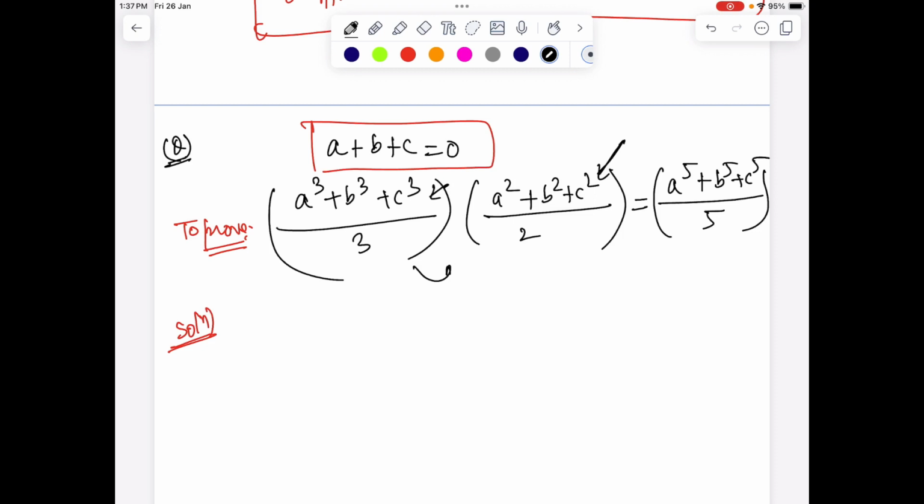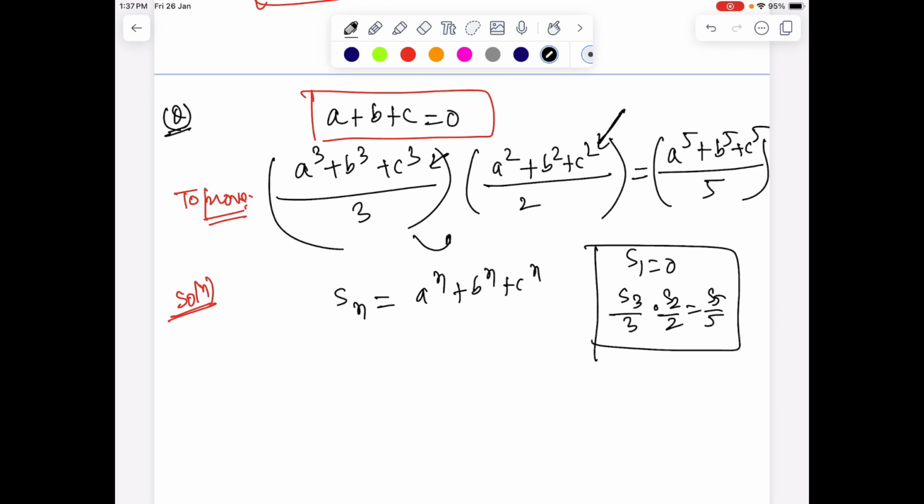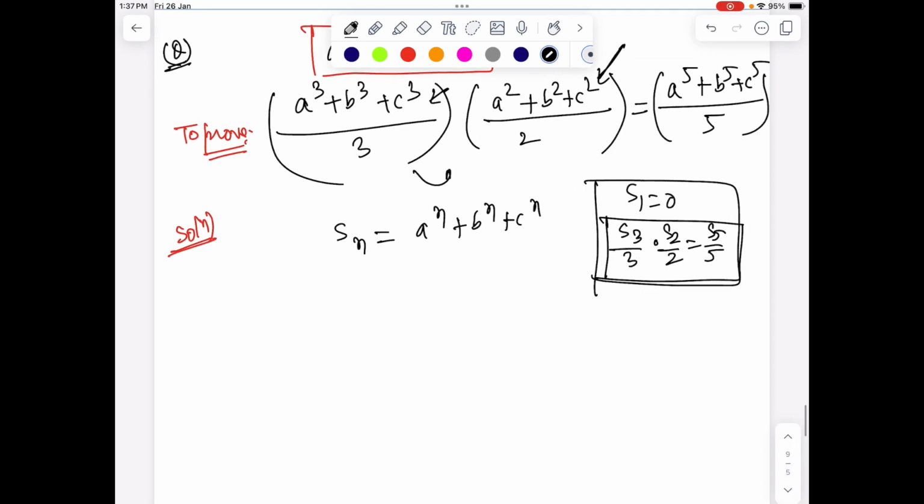Now clearly from the very statement of the problem, you can see if I define Sn as a^n plus b^n plus c^n, then the question boils down to S1 equals 0, and we need to prove S3 by 3 into S2 by 2 equals S5 by 5. So this is what we have to prove.